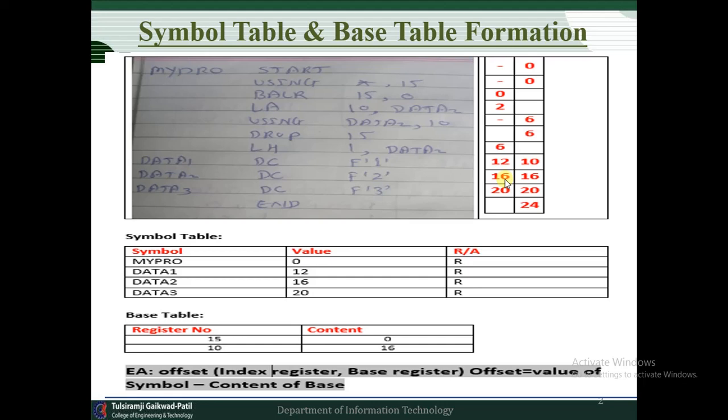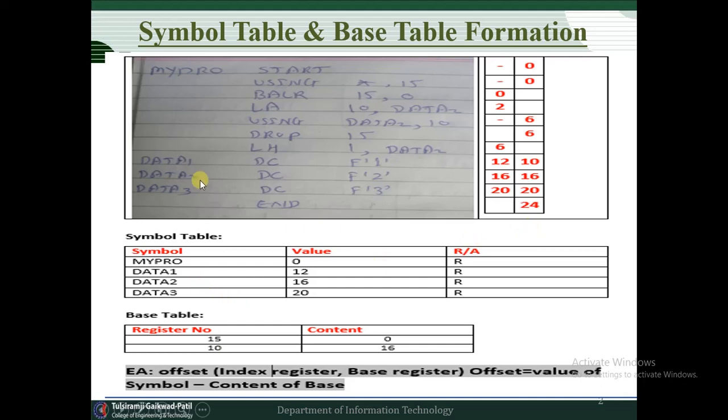Now what is the content of that symbol table? We must have the symbol, value, and relative or absolute location, whether that symbol has an absolute or relative location. The value is nothing but the location counter for that symbol. Now here we put the first symbol, that is mypro. The value of mypro is 0, as you may find here. That's why we put the value as 0. Now the location is relative, not absolute.